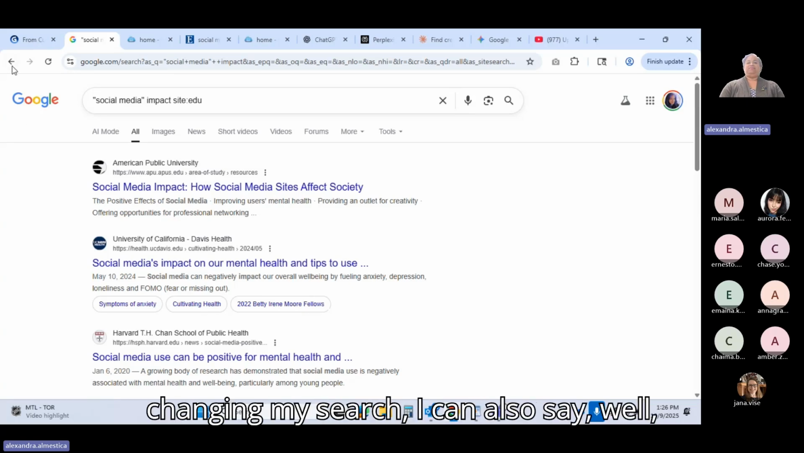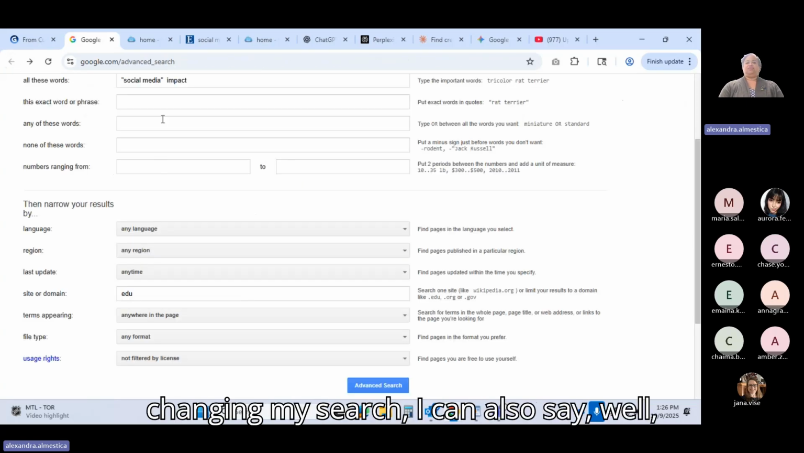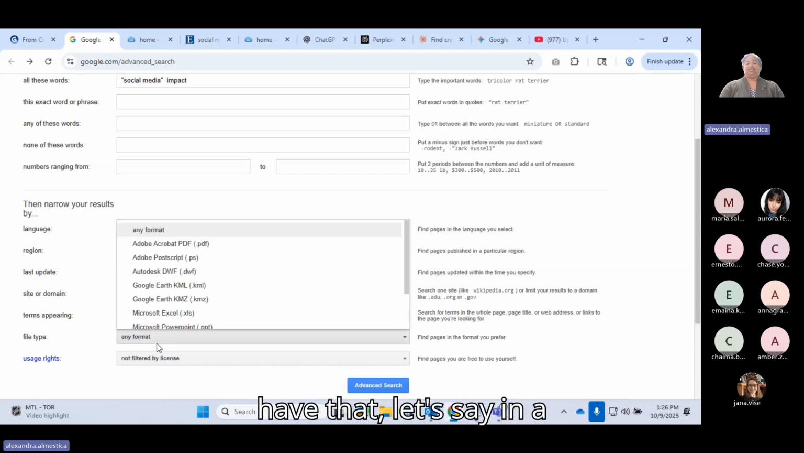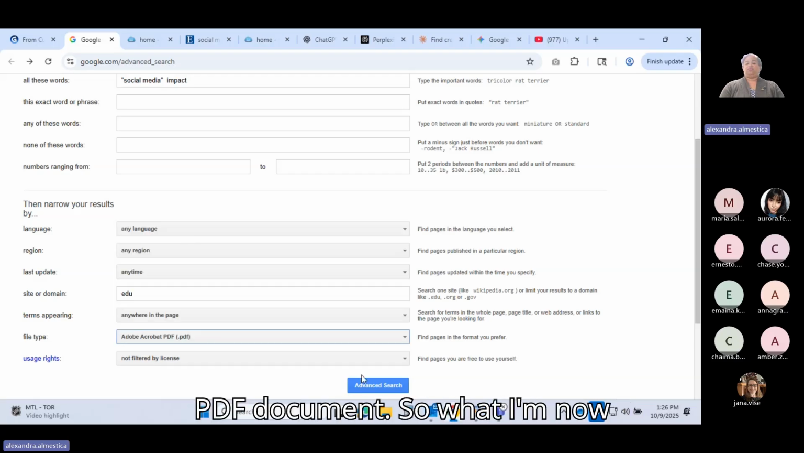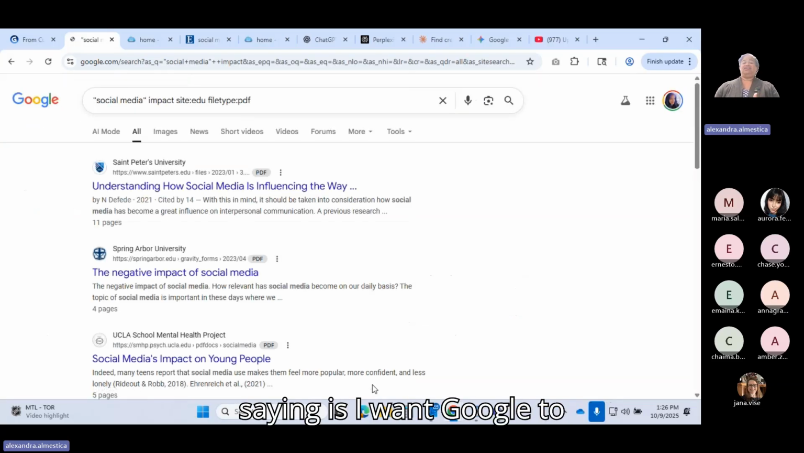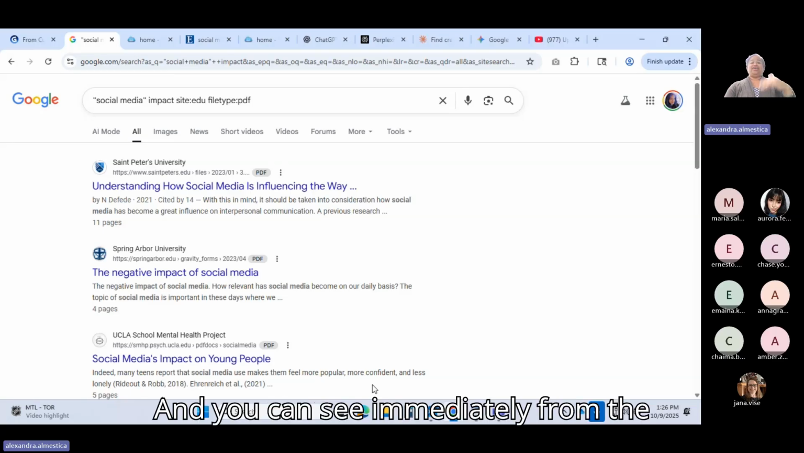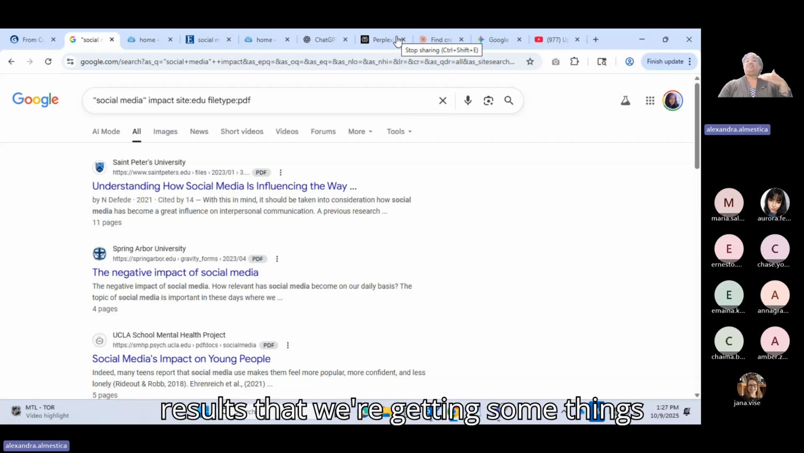If I'm changing my search, I can also say, well, you know what? I really would like to have that, let's say, in a PDF document. So what I'm now saying is I want Google to retrieve PDF documents that contain social media and the word impact. And you can see immediately from the results that we're getting some things that are really interesting.